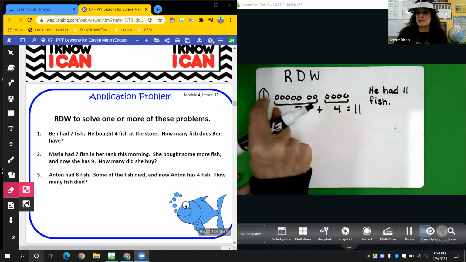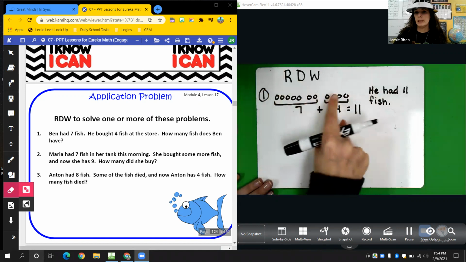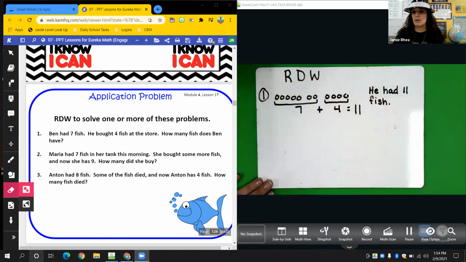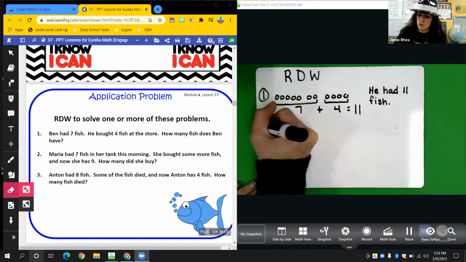Did we read it? Yes. Did we draw it out? Yes. Did we write it out? Not only did we write a number sentence, we wrote a statement also. So we can check, check, and check one. We're ready for number 2.